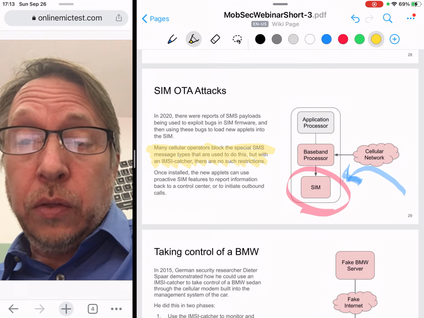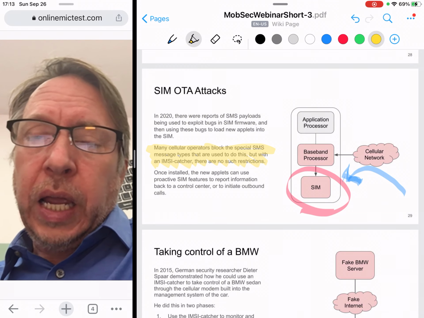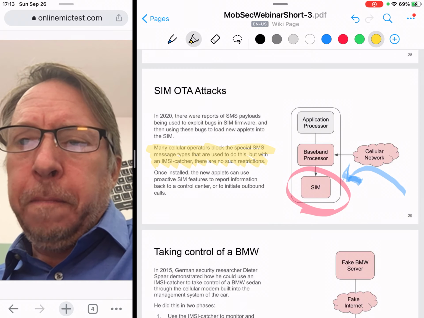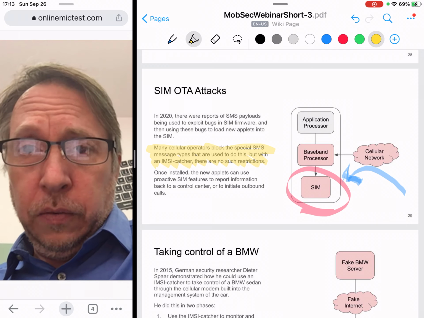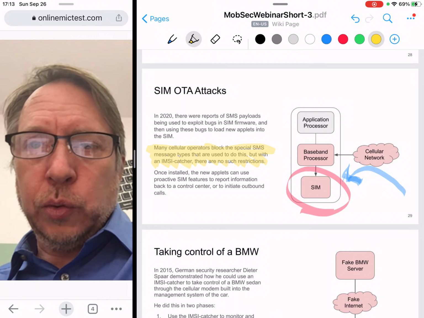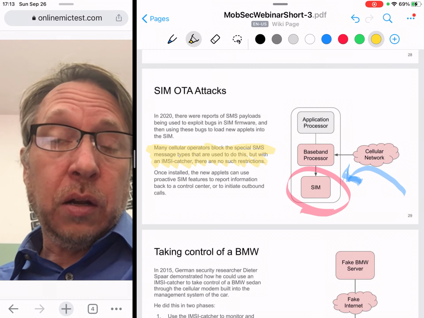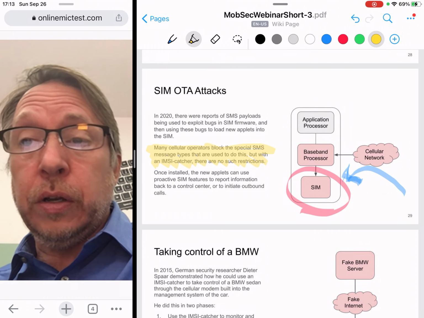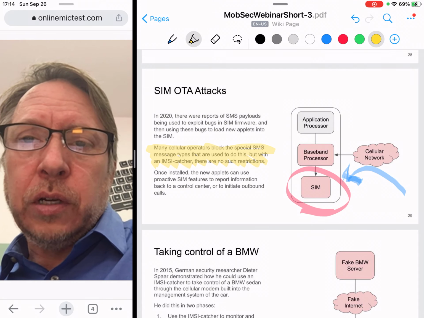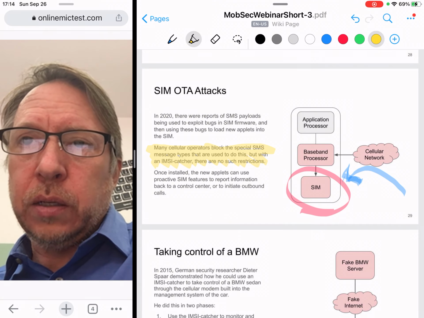So these applets can include installing proactive SIMs that can initiate outbound telephone calls, initiate outbound what are called USSD sessions, which is sort of like SMS but faster, or send reports by SMS. Through these they can report information about activity levels, about location, any information that's available from the baseband processor to the SIM can be reported back to some command center through this type of OTA attack. And once this is in the SIM, it's probably in there forever.